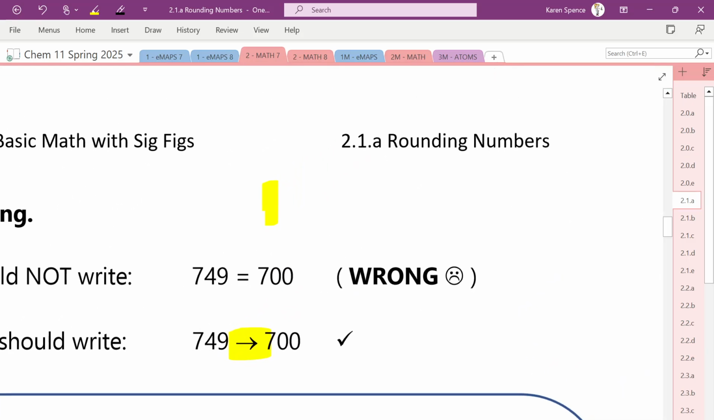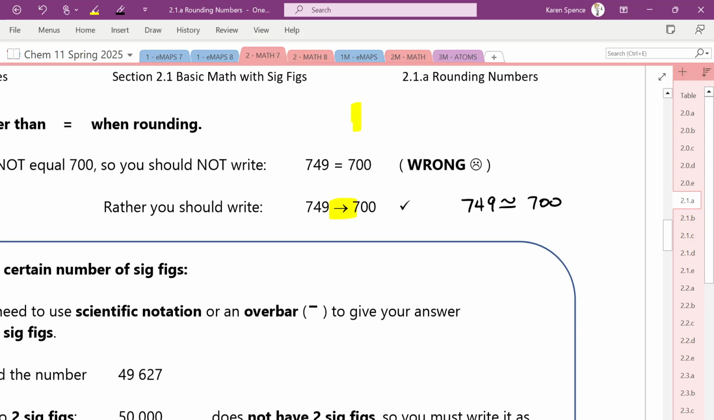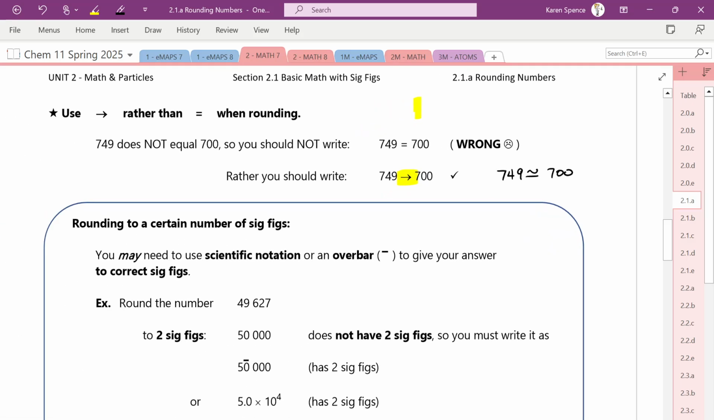The other way you could do it, if you prefer, is you could say 749 is approximately equal to 700. You could use that. But I kind of like the arrow better because it shows it's more like it's just rounding to a certain number of sig figs.